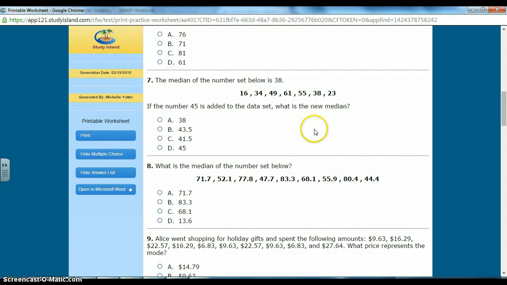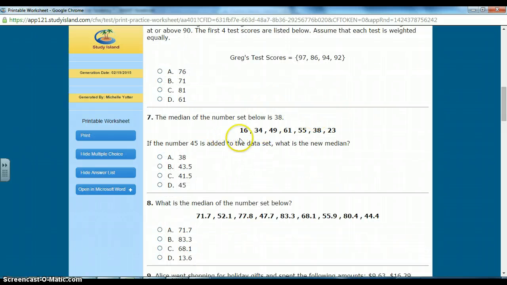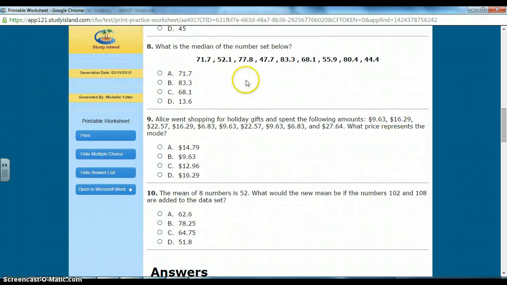The median of the number set below is 38. If 45 is added to the data set, what is the new median? So just make sure you put them from least to greatest, and then add in 38 and 45, and then find the one in the middle. So you have 1, 2, 3, 4, 5, 6, 7. So you're going to have now 8 numbers. So find the 2 in the middle, add them together, divide by 2, and that should get you your median. Same thing, median, 1 in the middle, put them from least to greatest, find the one in the middle.